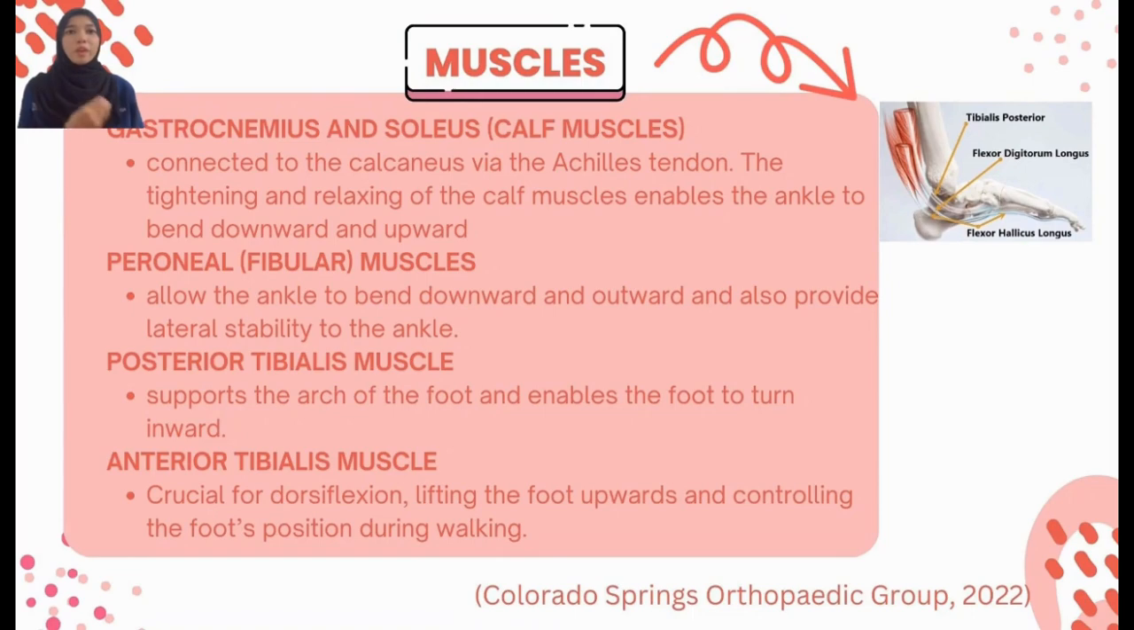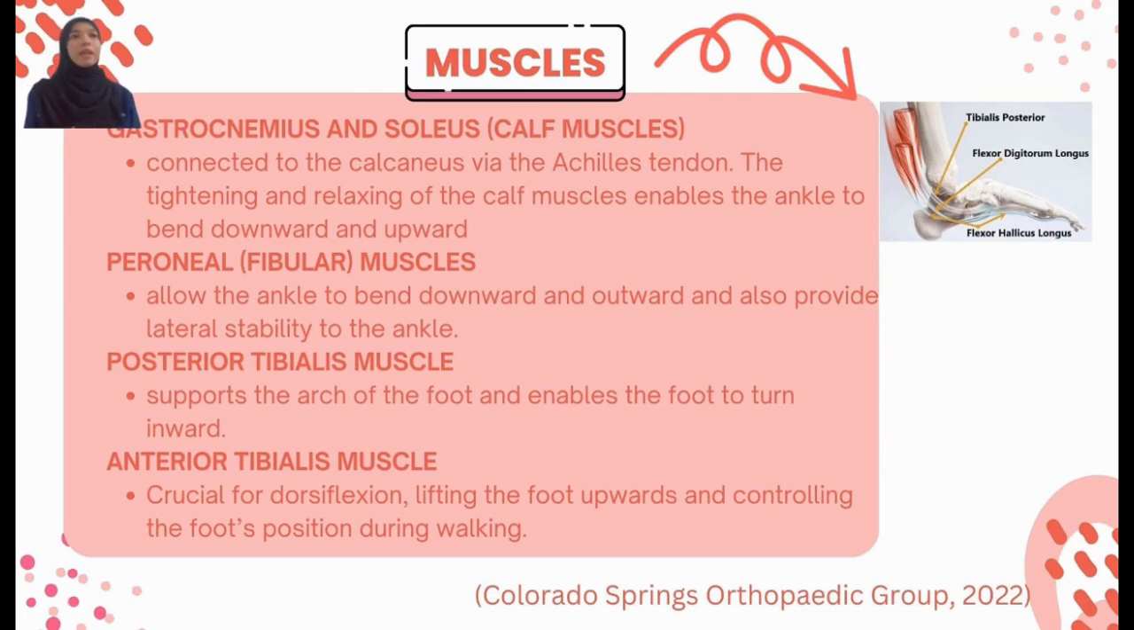So next, moving on to the muscles. The muscles provide movement and dynamic stability to the ankle. There are a few types of muscles and tendons of the ankle. The first one is the gastrocnemius and soleus, which are the calf muscles. They are attached to the calcaneus via the Achilles tendon.